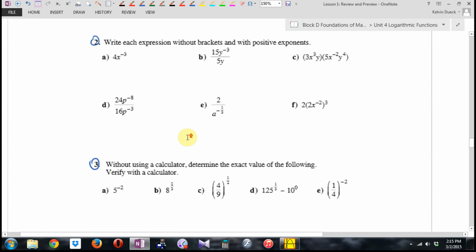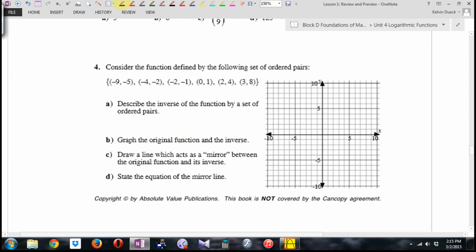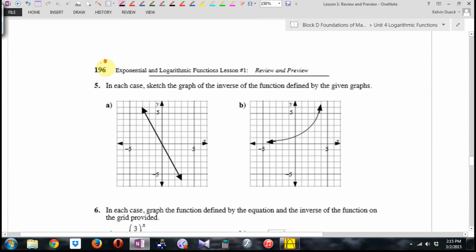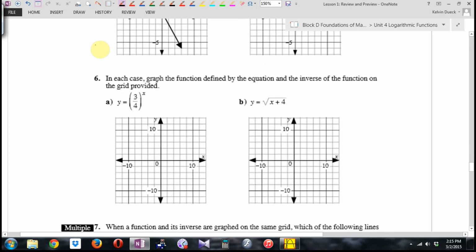What's your homework? If you haven't finished 1, 2, and 3, finish 1, 2, and 3. You can do number 4. Number 5. Now, number 6, I'm going to write this. G.C. What does G.C. stand for? Graph these on your graphing calculator.